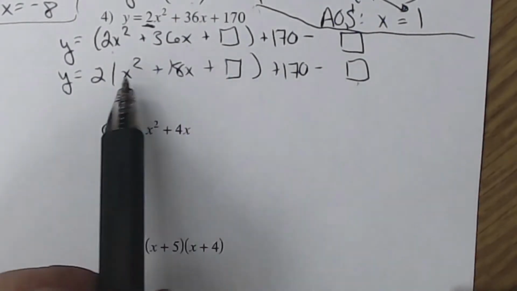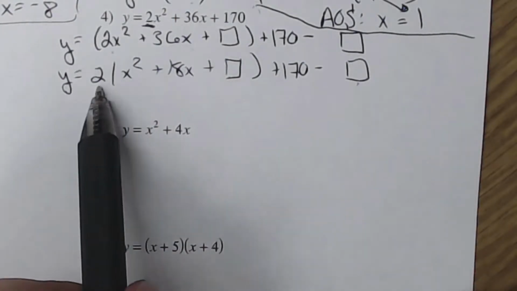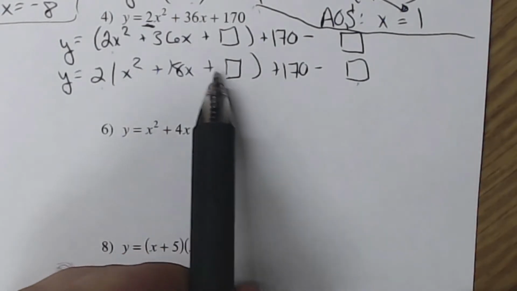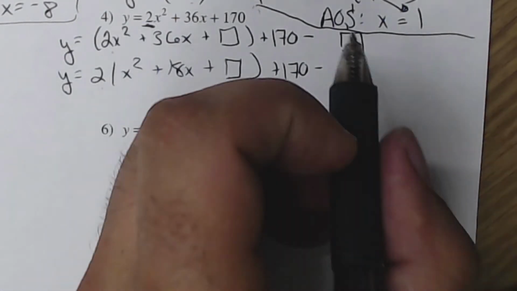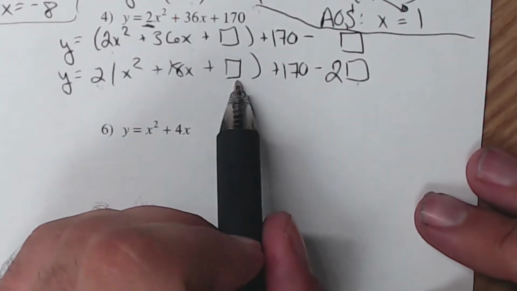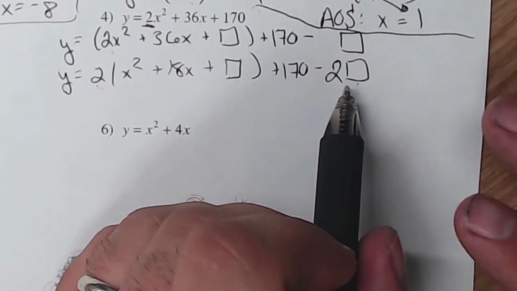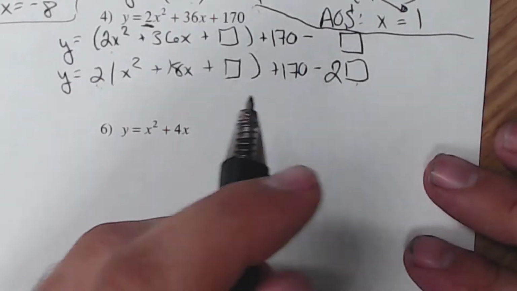But this 2 gets distributed to that box, doesn't it? None of you are shaking your heads yes, but yeah, it does. This 2 gets distributed to this box, so that's actually adding 2 boxes. So I have to subtract 2 boxes away. So since 2 is going to this box, I have to subtract 2 boxes away over here. Okay, done that. Now we got to figure out what goes in the box.